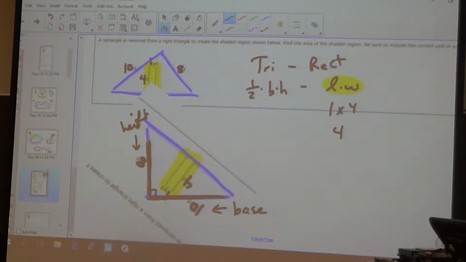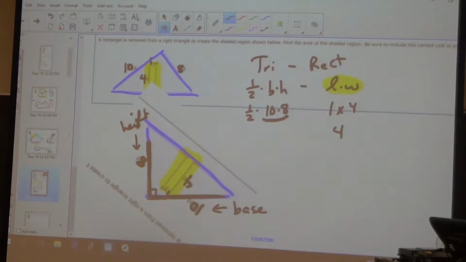Because height has to be straight up and down. So my base is 10, my height is 8. What's 10 times 8? 80. Half of the 80 is 40. 40 minus 4? 36. Yards squared. All right?